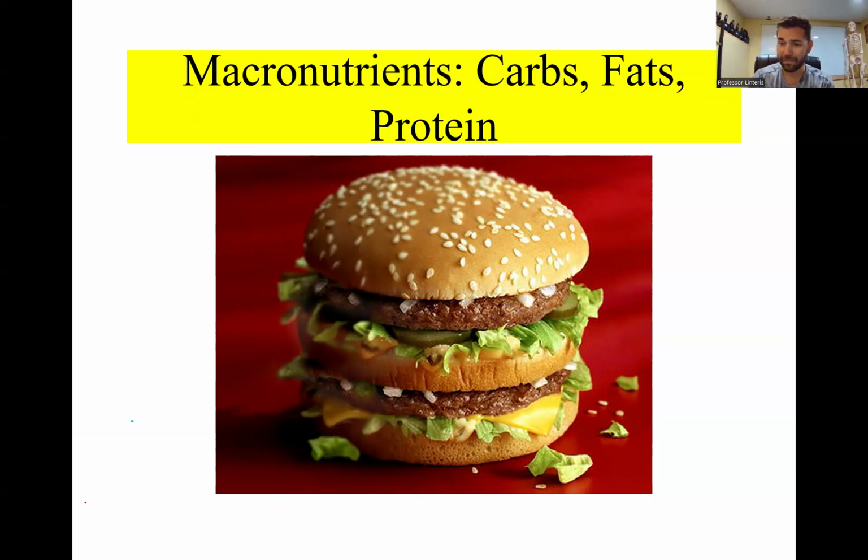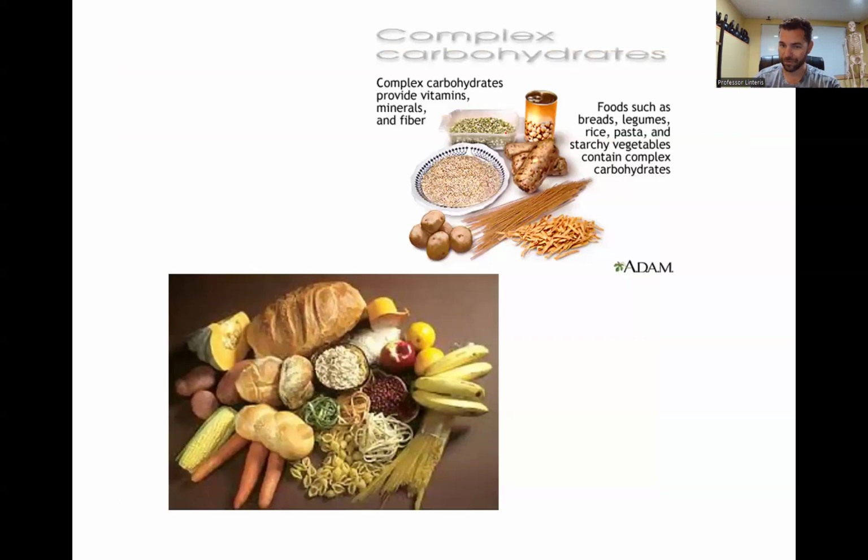So we have three basic macronutrients that all food is made of: carbs, fats, and proteins. Most food things are made of a variety and mixture of these three macronutrients. When we break down carbohydrates specifically, we have simple and complex carbohydrates. I'll show you what they look like, but complex carbohydrates have way more sugars attached to them, right? We talk about things like bread, legumes, fiber, tons of stuff like that.